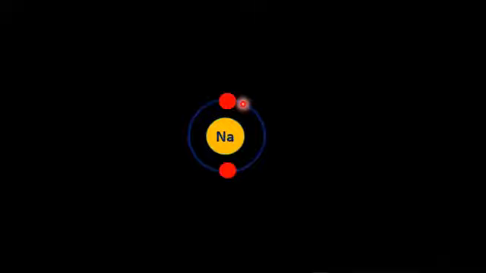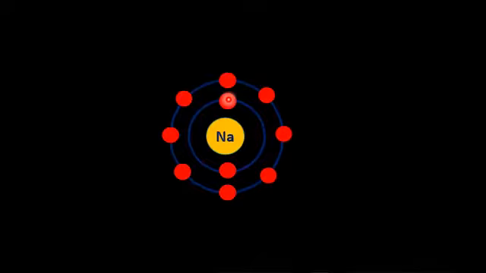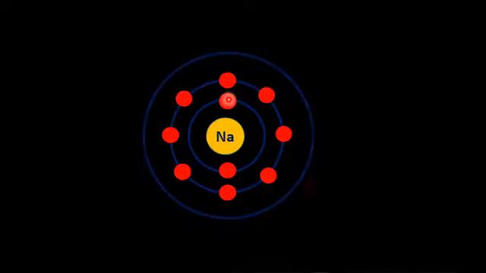So in the first shell there are two electrons in a sodium atom, whereas in the second shell, or second energy level, of the atom there are 8 electrons. However, sodium is very reactive because it has one electron in its valence shell.